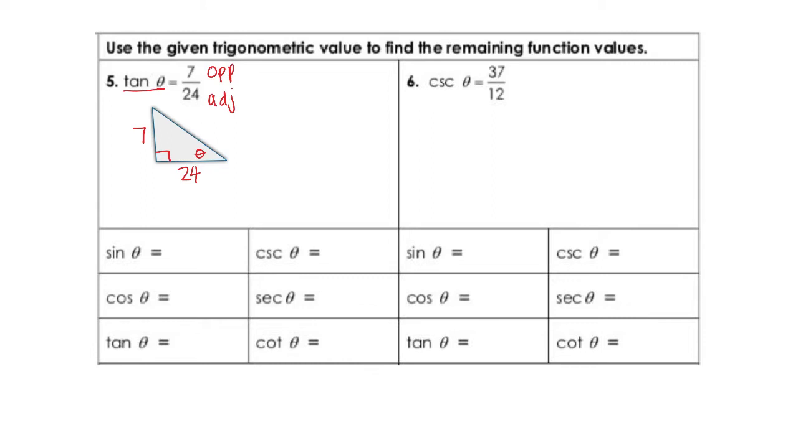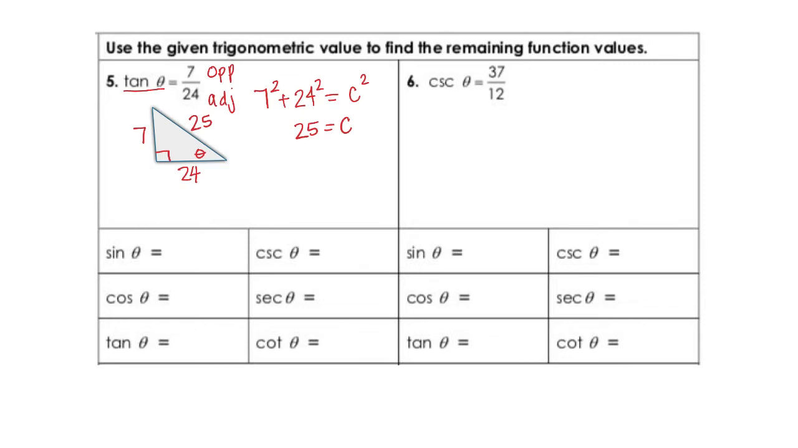Now let's go ahead and find our hypotenuse. So we'll do our Pythagorean Theorem. 7 squared plus 24 squared equals our missing side squared, so we'll call that c squared. And so after we do all of our calculator work, we get that missing side to be 25. And now we're ready to go through and label our trig functions.